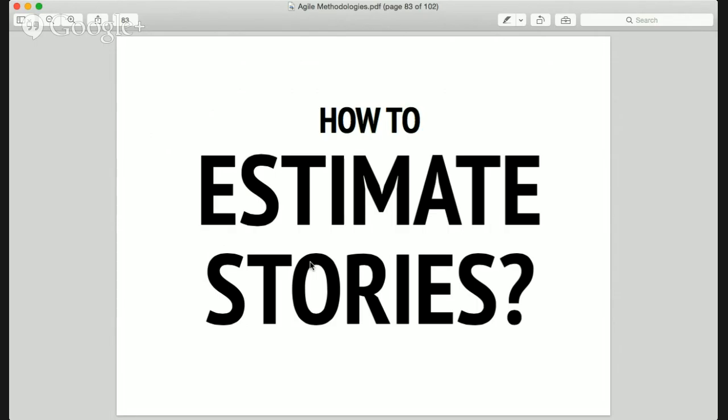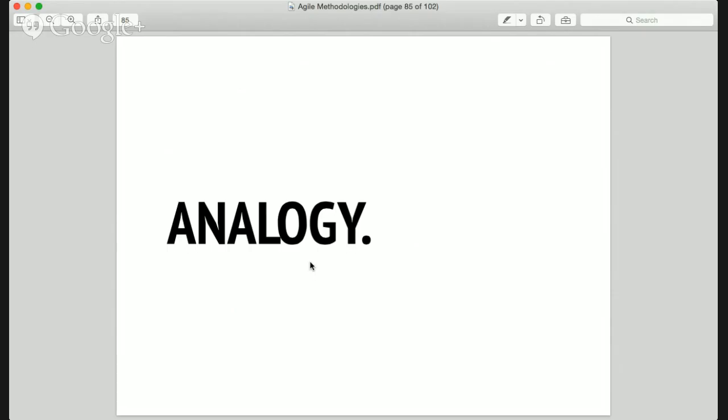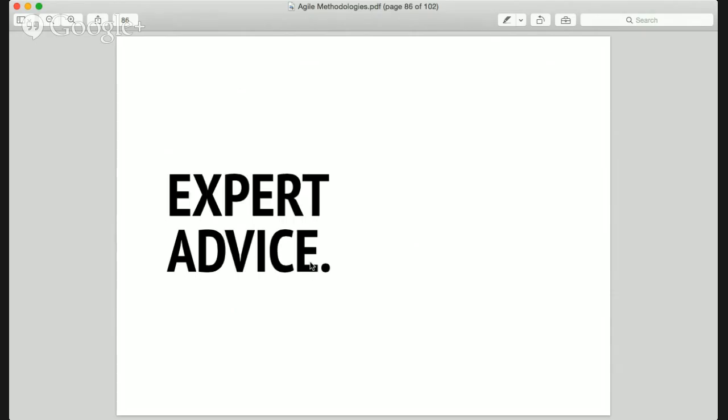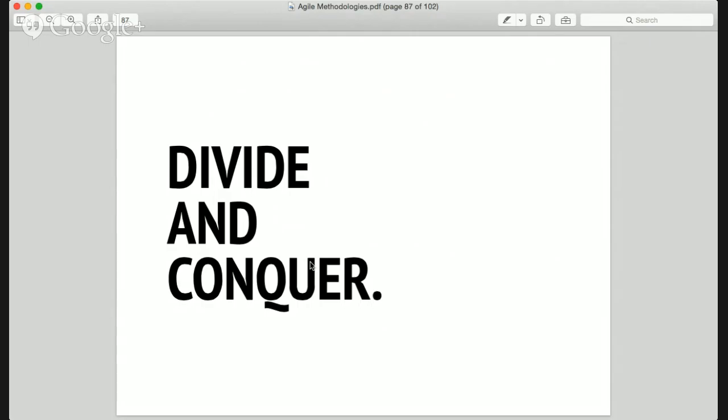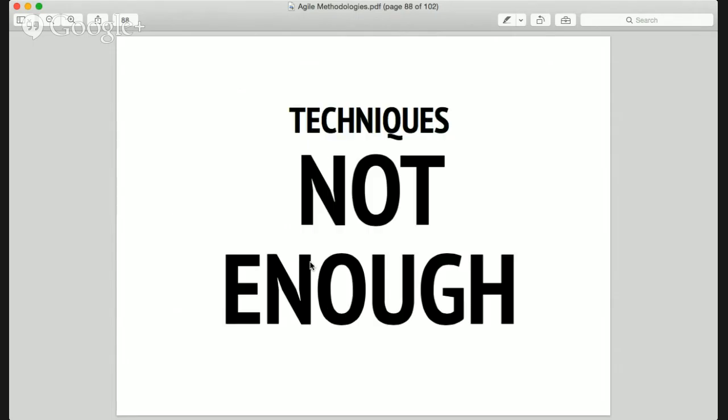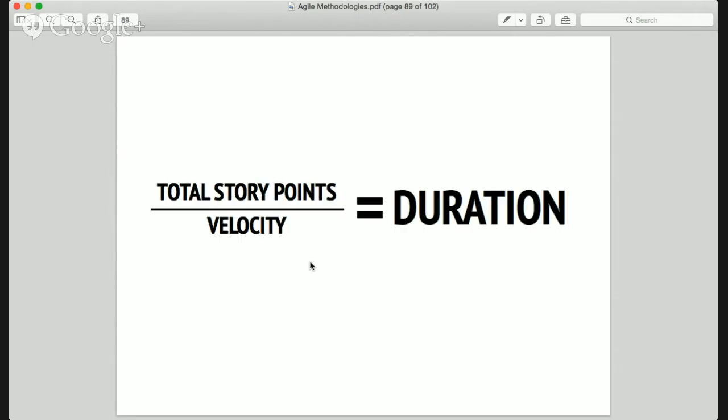So how do we estimate stories? This is all about storytelling, actually. There are some techniques. You can use analogy. We can get expert advice from someone who's done it before, like a mentor or an advisor. You can take a big story and try to chunk it up into smaller ones. But these techniques aren't enough. So one way to get better at storytelling is to start to calculate velocity.